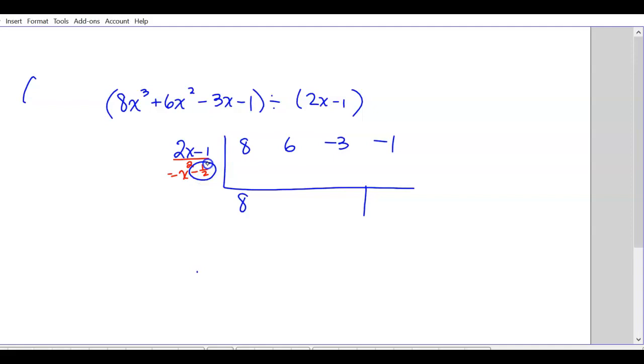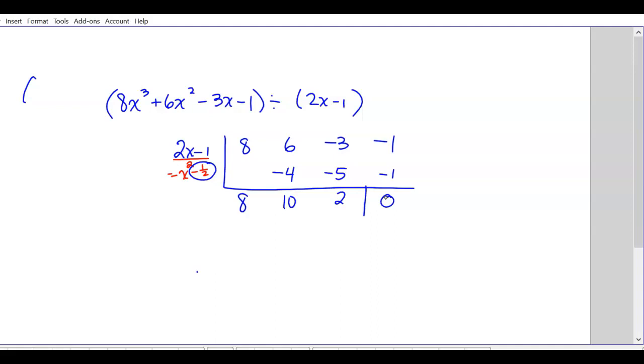So 8 times -1/2 is -4. Subtract, I get 10. 10 times -1/2 is -5. Subtract, I get 2. 2 times -1/2 is -1. Subtract, this one I actually get 0. So that means there's no remainder. Now look at it. I got 8, that would be x squared, 10x, and 2.